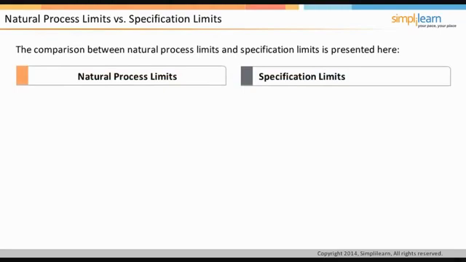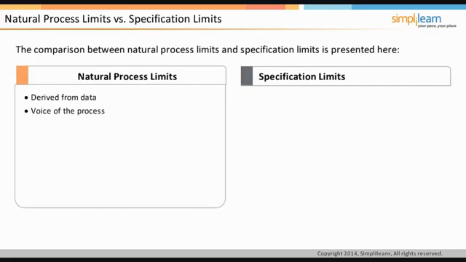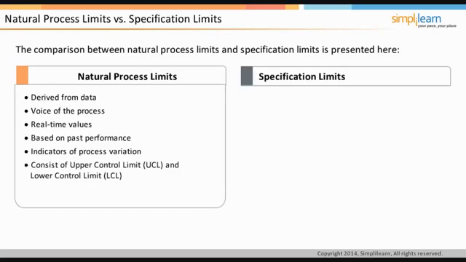Natural process limits, or control limits, are derived from the process data and are the voice of the process. The data consists of real-time values from past process performance. Therefore, these values represent the actual process limits and indicate variation in the process. The two control limits are upper control limit, UCL, and lower control limit, LCL.